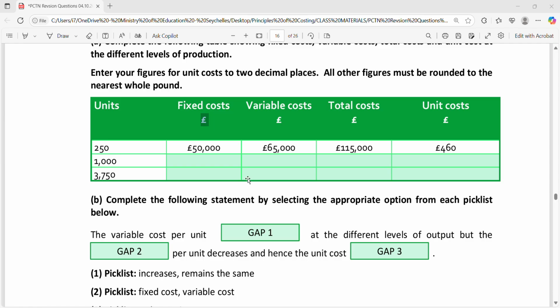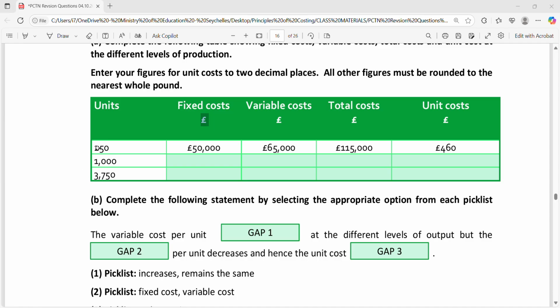Okay. And then lastly here, we have the unit cost. The unit cost here is the cost per unit, the total cost per unit. This would be the total cost divided by the number of units. For example, this 460 here is 115 divided by 250. So it's the same thing here. This one here would be the total cost of 310,000 divided by the number of units, 1,000. This one here will be the total cost divided by the number of units. That's exactly what you get.